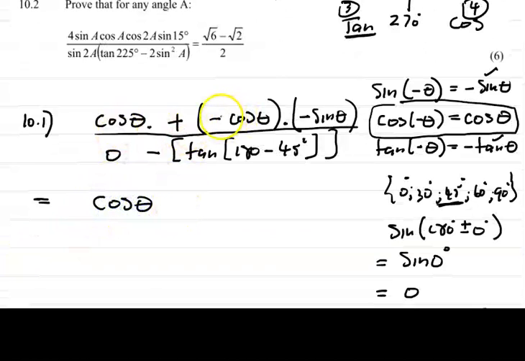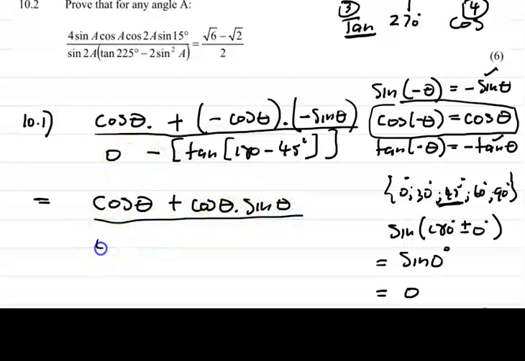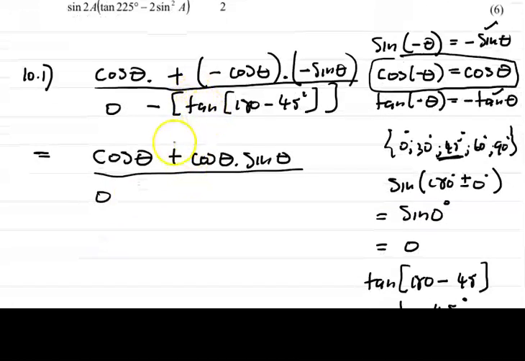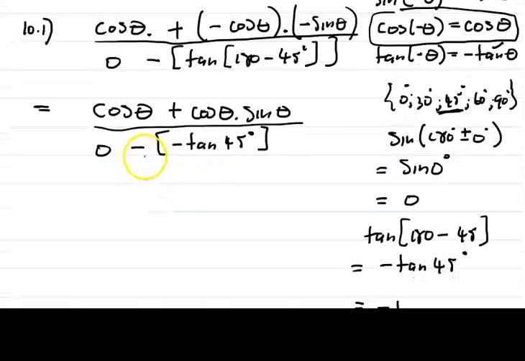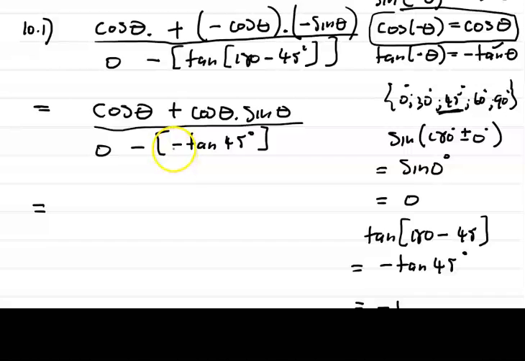Now let's simplify. Don't forget, a minus times a minus is plus, so we're going to say plus cos of theta times sine of theta, all over 0. Now this is going to become minus, remember, tan of 180 minus 45. In the second quadrant, tan is negative, so that becomes minus tan of 45 degrees. And what do you have here? Minus, and you're going to say minus 1. So minus times minus is plus.